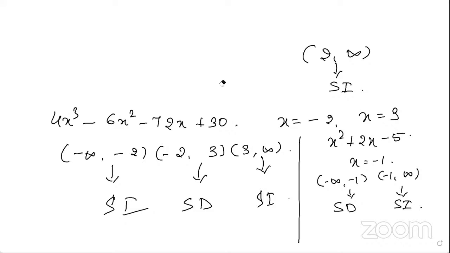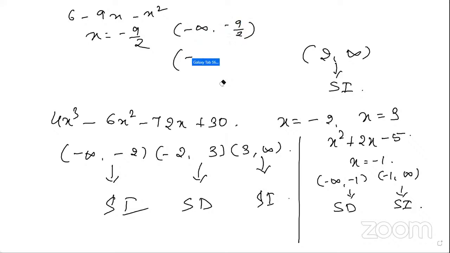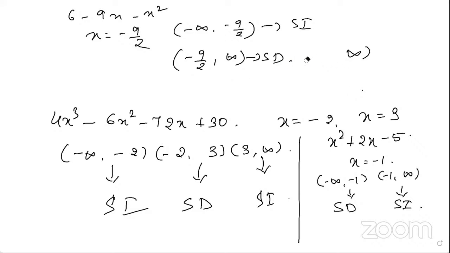I guess this was the question, 6 minus 9x minus x square, right? Yes ma'am. Okay. Did the answer come as minus 9 by 2? Yes ma'am. So what are the intervals? Minus infinity to minus 9 by 2, and minus 9 by 2 to infinity. Here it will be increasing. And here it will be decreasing. Correct? Yes ma'am. Okay. So I guess everyone has solved and everyone got the answers. In first interval, it will be strictly increasing, and in second interval, it will be strictly decreasing.